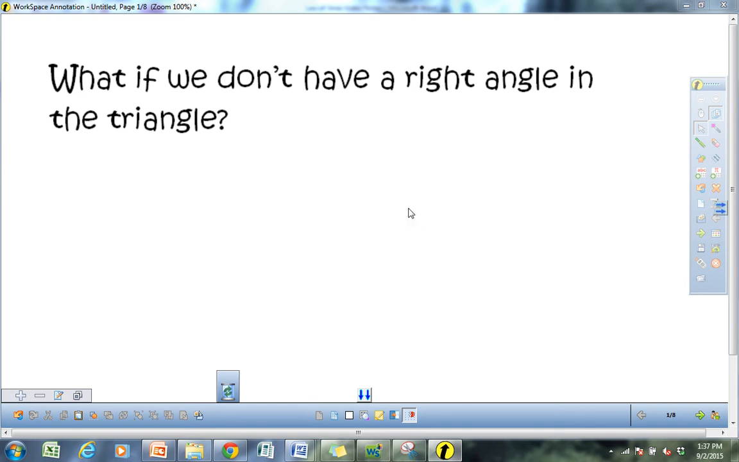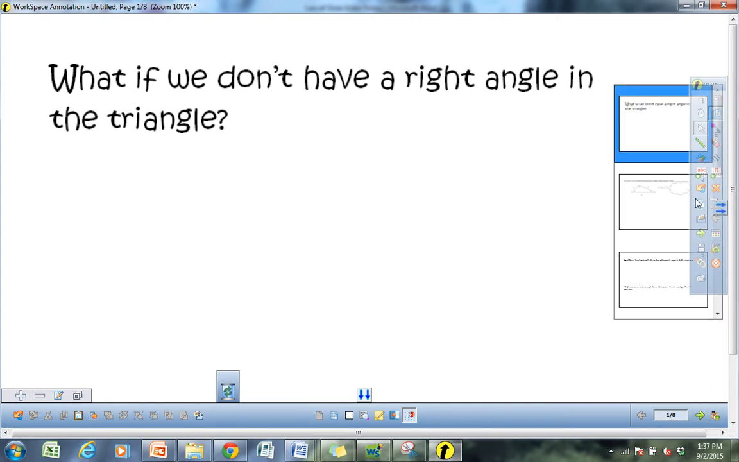All right. So, for tonight's notes, we have to look at what happens if we don't have a right angle in the triangle. Can we still solve it? Are we able to use Pythagorean theorem? We can't because we can only use that with right angles. Are we able to use SOHCAHTOA? No, we can't do that because we can only use that with a right angle. So instead, we need something new.